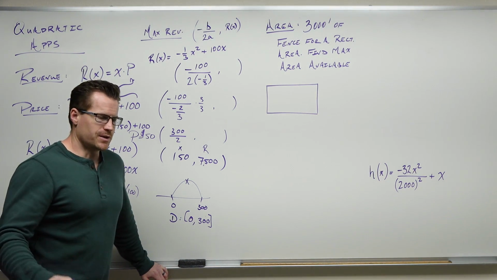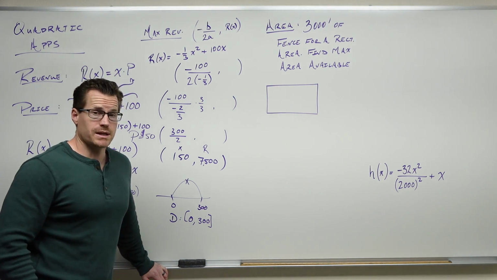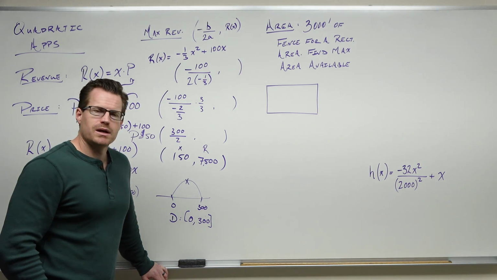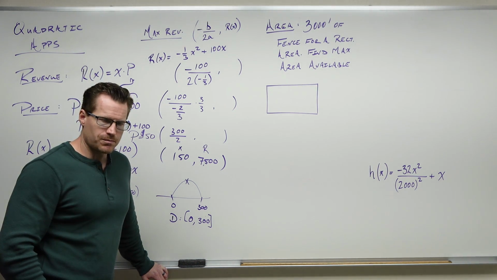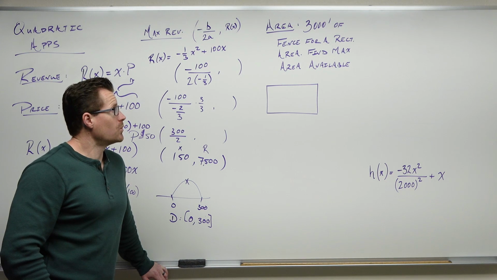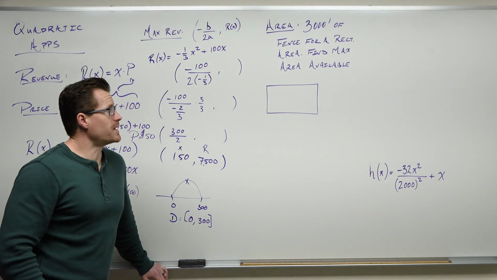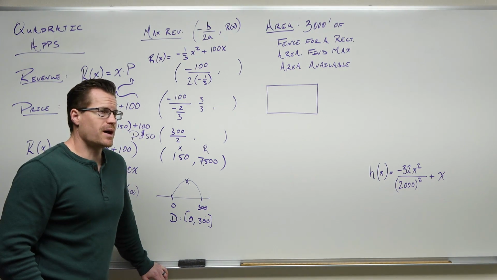If land is not limited to me, which it is, but if it wasn't limited to me, let's imagine that I wanted to get the biggest area possible. How would I do it? Well, if we have 3,000 feet of fence for a rectangular area, we need to find the maximum area.